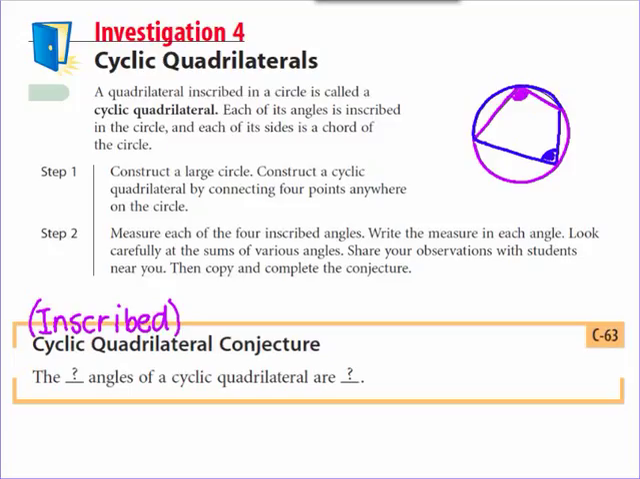The blank angles, opposite angles of a cyclic quadrilateral or an inscribed quadrilateral, if that makes sense to you, are what? What word goes there? Supplementary, good. Supplementary, remember, means they total 180. Complementary means they total 90.